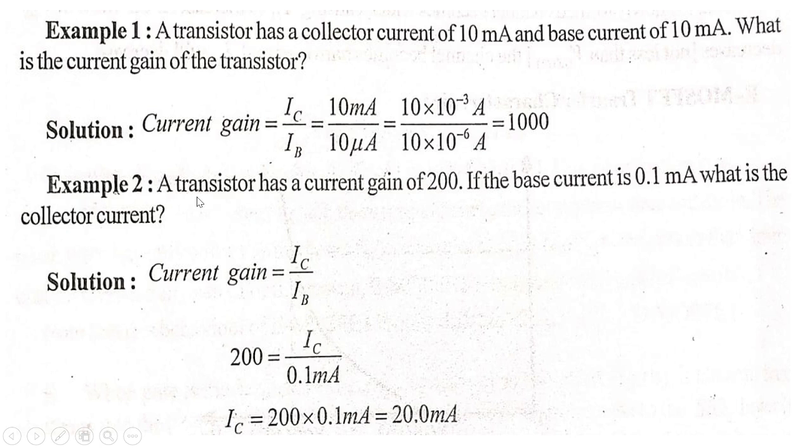Next, a transistor has a current gain of 200. If the base current is 0.1 milliampere, what is the collector current? Current gain equal to IC upon IB. So current gain is here 200, that is equal to IC upon IB, that is 0.1 milliampere. So IC equal to 200 into 0.1 milliampere, that is equal to 20 milliampere.